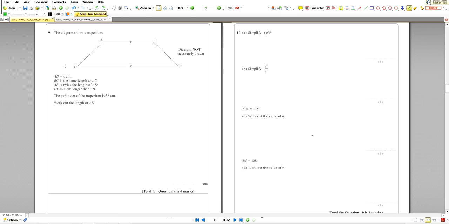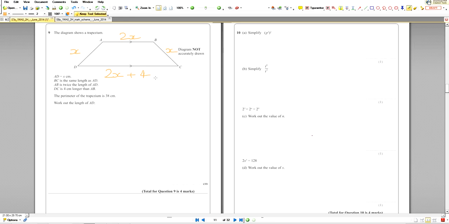Okay, the diagram shows that trapezium A to D is x centimeters. So let's write that down. A to D is x. B to C is the same length as A to D, so that is also x. A to B is twice the length of A to D, so that would be 2x. And then D to C, the bottom line, is 4 centimeters longer than A to B. So it's going to be what that is and another 4 on top.